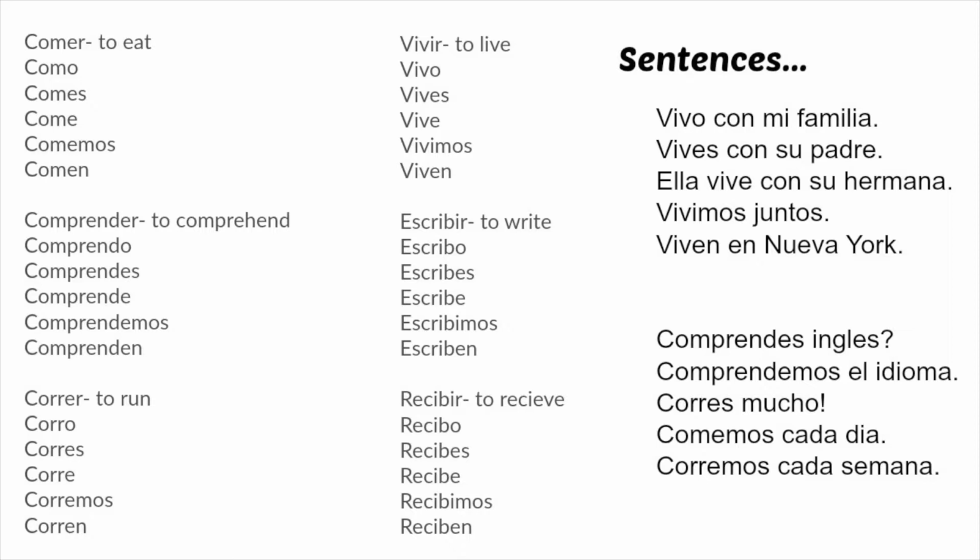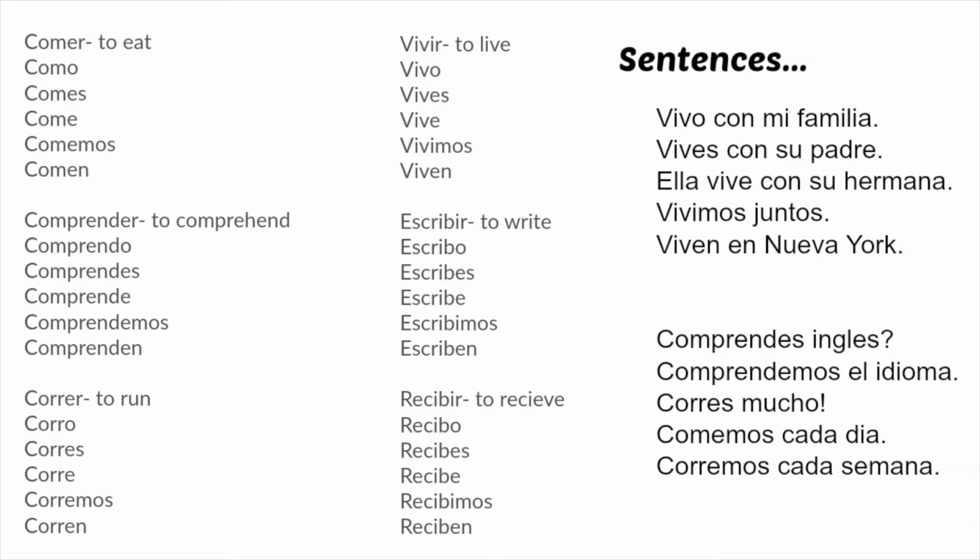Then you have escribir, to write. Escribo, I write. Escribes, you write. Escribe, he or she writes. Escribimos, we write. Escriben, they write. Last one, we have recibir, which is to receive. Recibo, I receive. Yo recibo mucho dinero. I receive a lot of money. Recibes, you receive. Recibe, he or she receives. Recibimos, reciben. Okay? We receive, they receive.